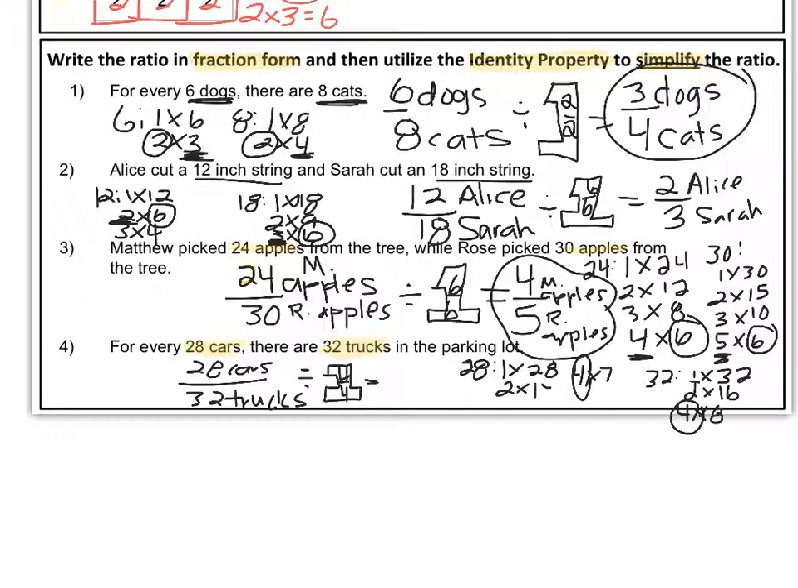28 divided by 4 is 7. And 32 divided by 4 is 8. So we're going to put an 8 right here. And now all we have left to do is label it. It's 7 cars to 8 trucks. Let's circle our answer.